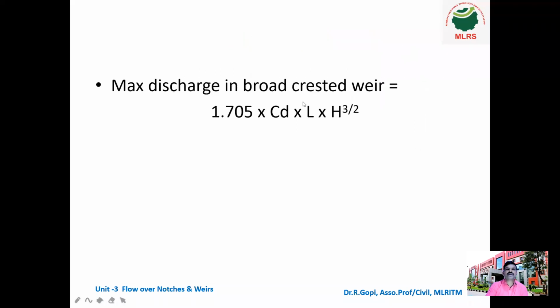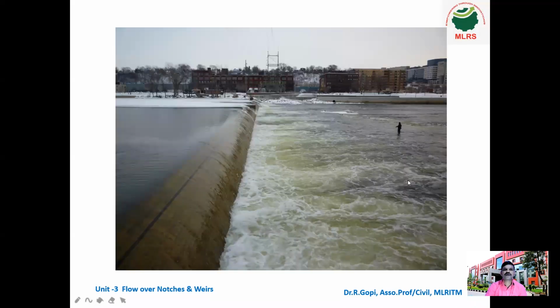So the maximum discharge in broad crested weir is 1.705 C_d L H power 3 by 2. There is a derivation, but derivation is not required. You only memorize this formula, that is enough. And this is the photo of the broad crested weir.